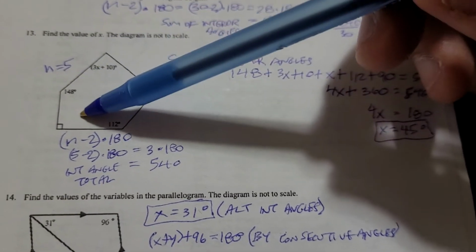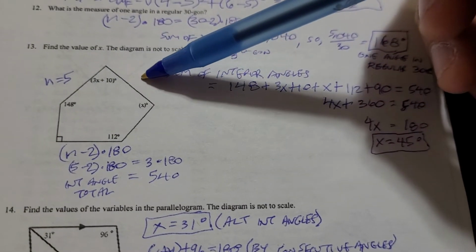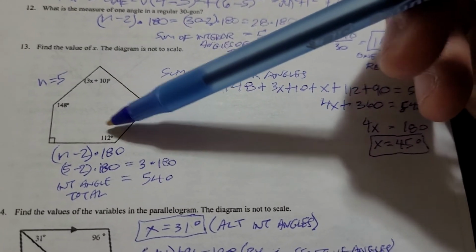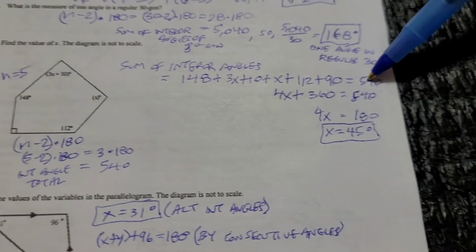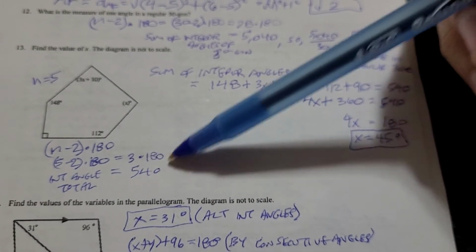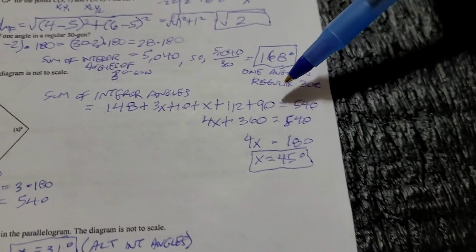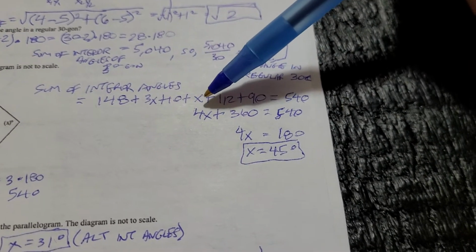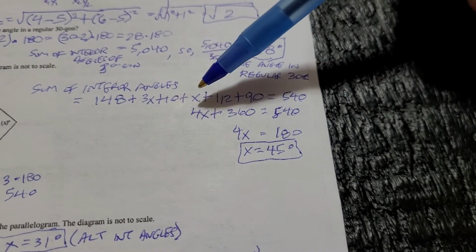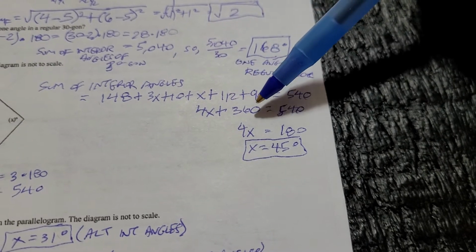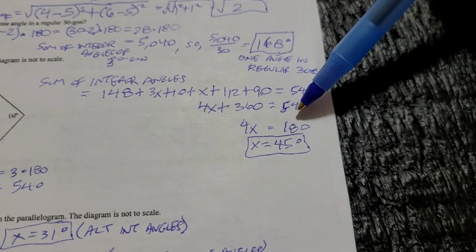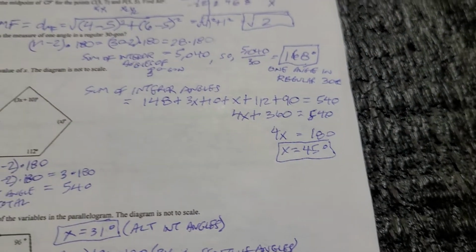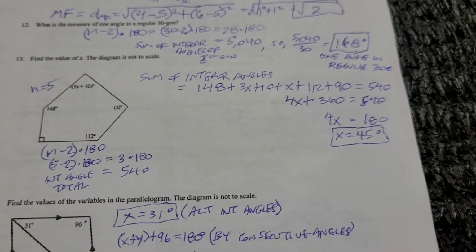So I'm just going to add all these up in here. 148 plus x, 3x plus 10, plus x plus 112, and then plus the 90, of course. And I know this is going to equal 540. Okay, so once I have that, I just have an algebra problem here. Just combine your like terms. 3x plus x is 4x. 148 plus 10 plus 112 plus 90 is going to be 360. Subtract that from 540. So I'm going to have 4x equals 180, divided by 4. You're just going to get x equals 45.